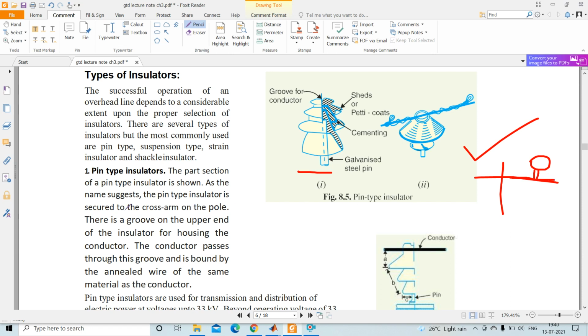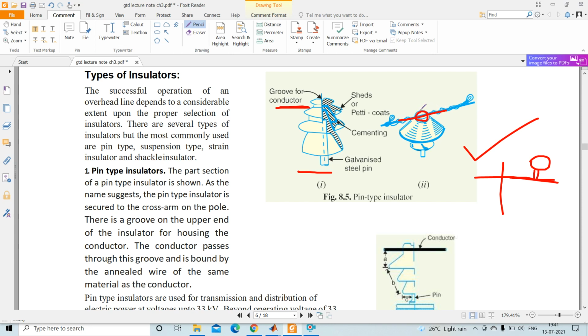The pin type insulator is secured to the cross arm on the pole. There is a groove on the upper end of the insulator for housing the conductor. The conductor passes through this groove and is bound by annealed wire of the same material as the conductor.